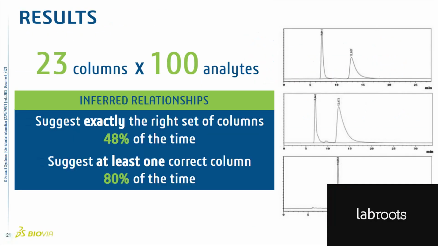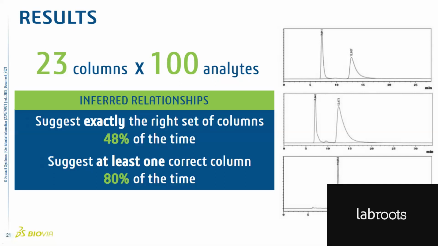So what were the results of this proof of concept? Well, we had a database of 23 chiral HPLC columns and 111 analytes. And our proof of concept was able to infer the correct relationships by suggesting exactly the right set of columns 48% of the time. Well, you might say that's not really interesting at all. I guess if I were guessing, I might be able to do better than that. But we're not talking about a binary choose column A or choose column B. What we're talking about here is actually selecting a set of 5 columns where all of the columns can be used to separate that compound in question.